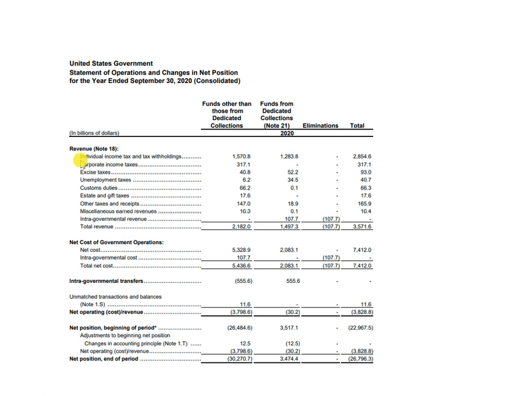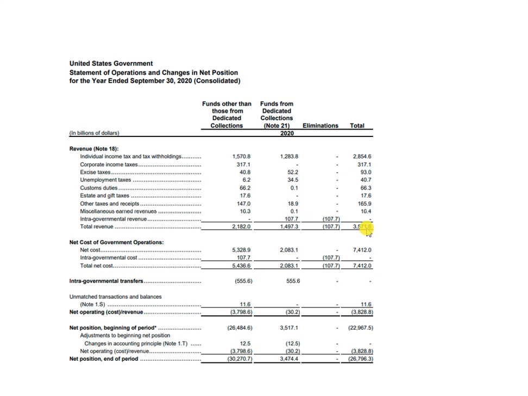So let's take a look at revenues. The largest revenue the federal government has is from the individual income tax. Total $2,854 billion, and corporate income tax, $317 billion, and other things. So the total revenue, $3,571 billion.